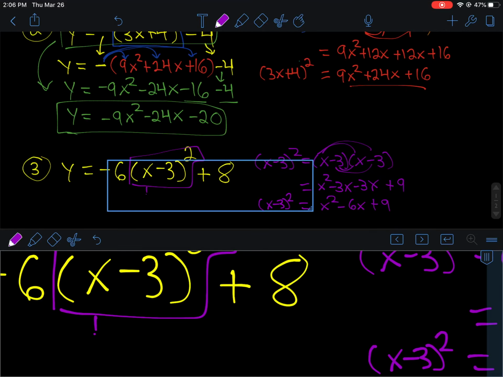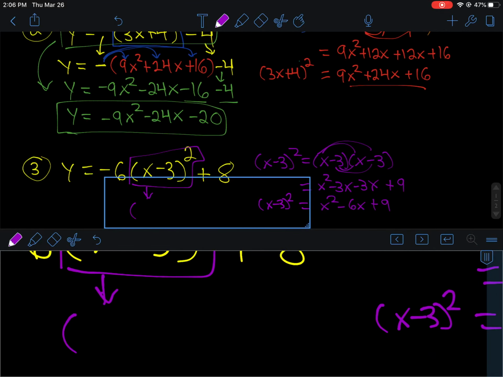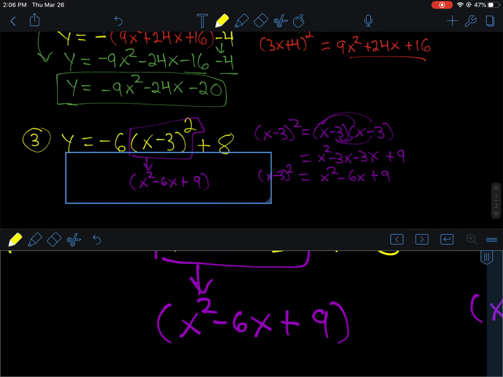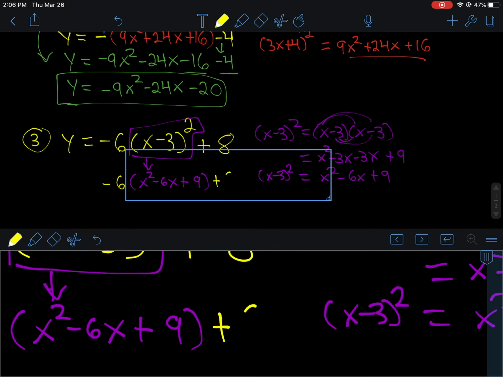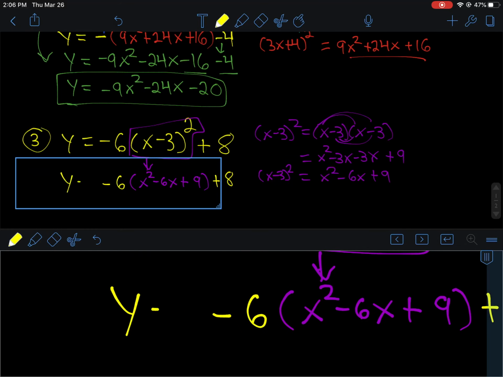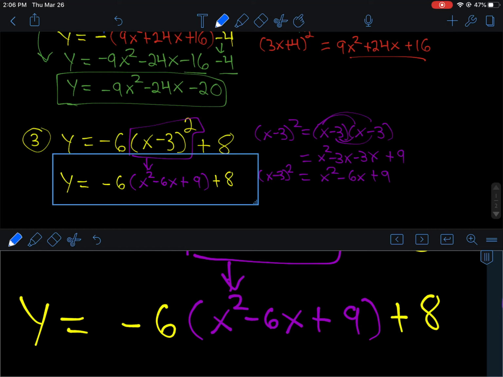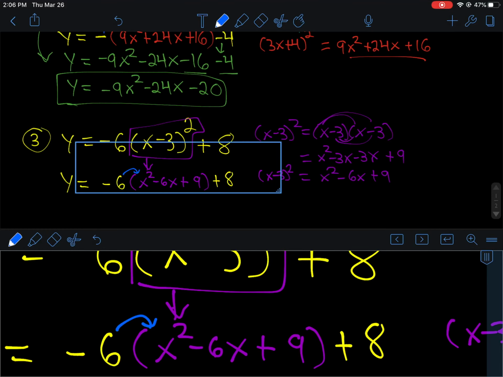So again, this is going to change. Now put this in parentheses so you don't mess it up. So x squared minus 6x plus 9. Close it. Don't forget, you have a negative 6 in front. You have that plus 8 that's after it. And then don't forget it's y equals. So what you're doing here, again, I'm not distributing to the 8. I'm distributing to what x minus 3 squared is. So you have to only do 3 arrows there. Okay, do not distribute to the 8. You leave the 8 alone.